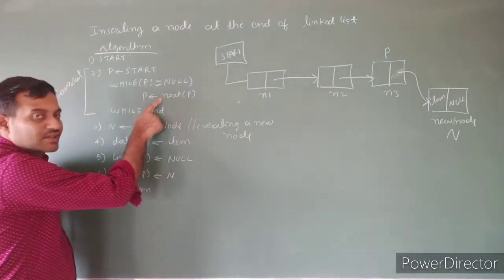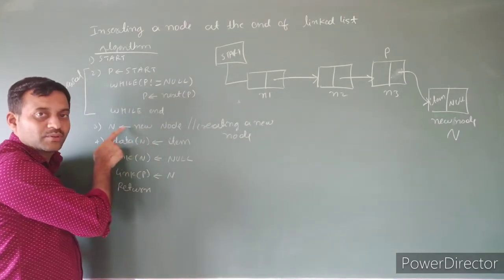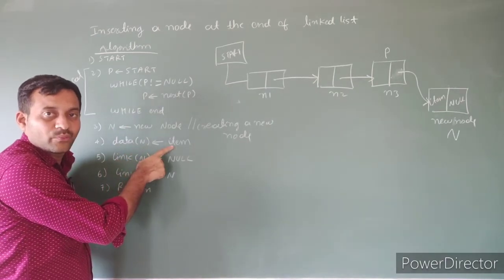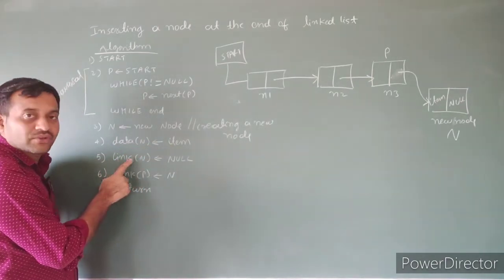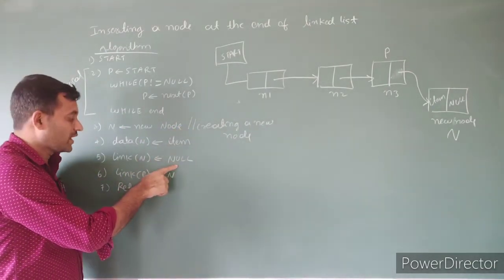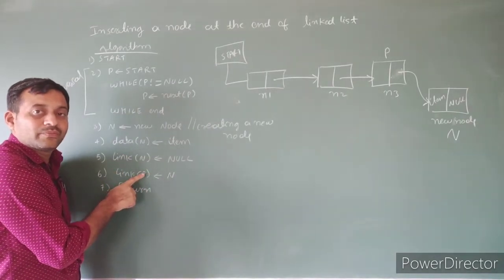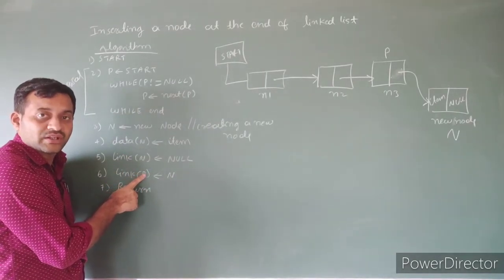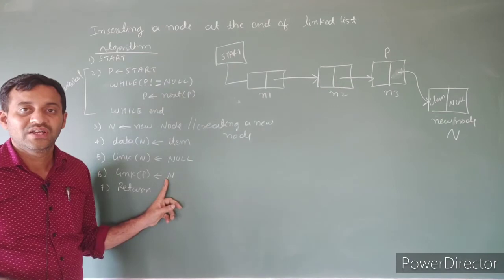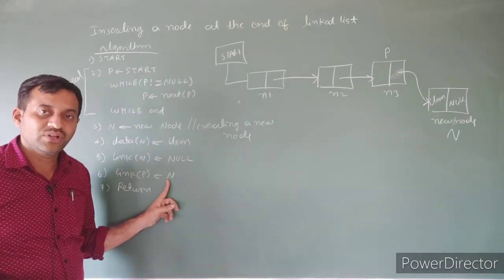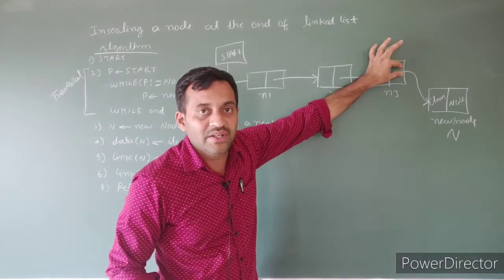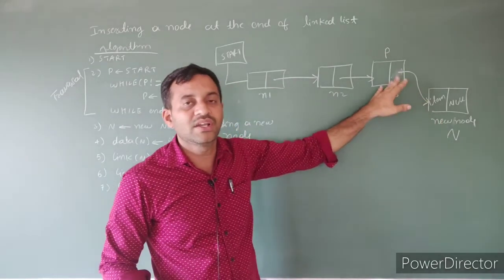If it is the last node, then create a new node. The name of the new node is N. For the data part of the new node, we assign the value, that is item. For the link part of the new node, we assign the null pointer because it is the last node. Then for the link part of the temporary node P, assign the address of the newly created node. N is the newly created node. Assign the address of the newly created node to the link part of P. So this is the link part of P, and for this position, assign the address of the newly created node.